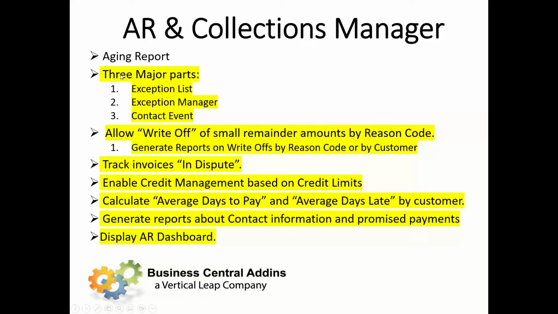But there are 3 major sections to the Collections Manager: the exception list, the exception manager, and the contact event manager. An exception is our terminology for any accounts receivable transaction that requires somebody's attention. Might be an overdue invoice, might be partially paid, might be an unapplied payment or credit memo, might be something in dispute. Generically we call them exceptions, because they're exceptions to the normal process of creation, application, and disappearance into history.